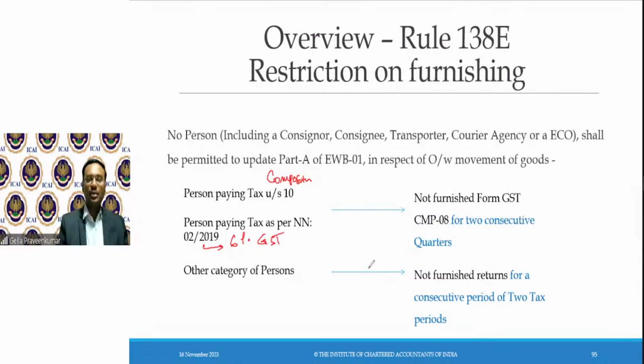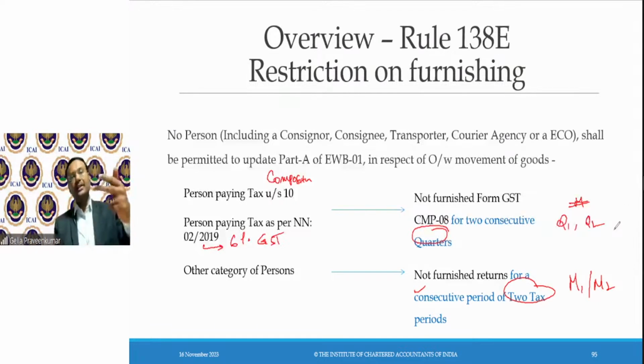Law says 2 consecutive quarters or 2 tax periods. Consecutive, that is month 1, month 2. In case of composition, quarter 1, quarter 2. If 2 quarters' returns are not filed, or 2 months' returns are not filed, then your e-way bill is blocked. No one can generate e-way bill. Rule 138, not to furnish e-way bill.